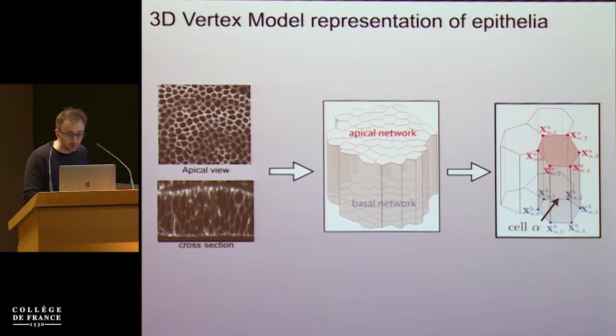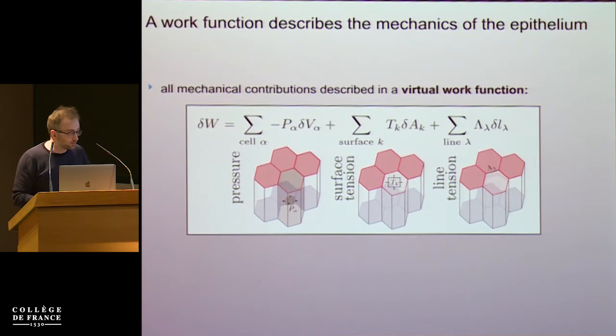Okay, and when we do this simulation, we have to say something about mechanics. And our statements about mechanics are summarized in this virtual work function. So the idea is that this is a function that allows us to say how forces generated in the cell are transferred to forces acting on the vertices. And so we have 3 contributions here. We have intracellular pressure, which we say here is constraining the cell volume. We have surface tension generated by the actomyosin cortex, and line tensions that can be generated directly at the interfaces.